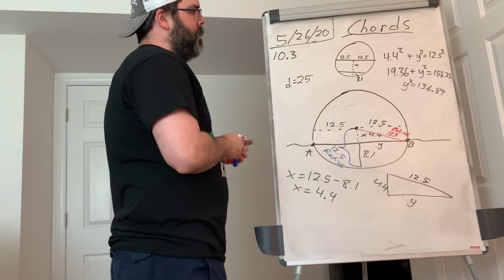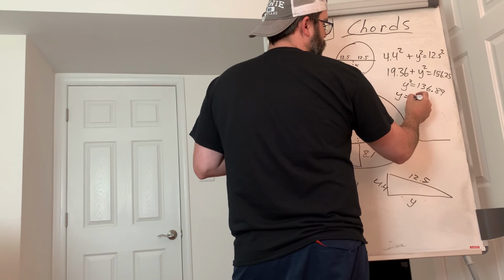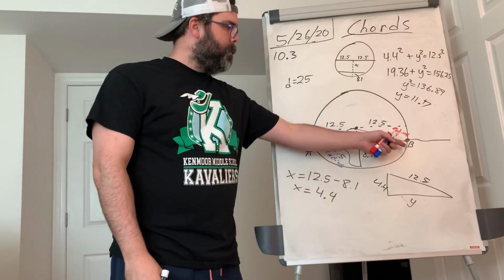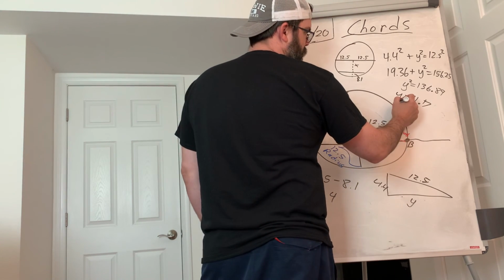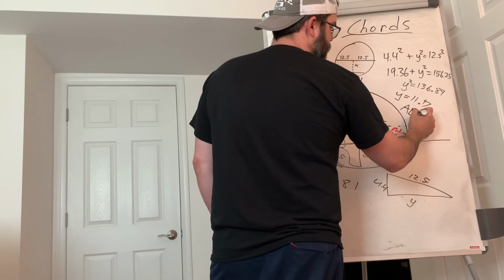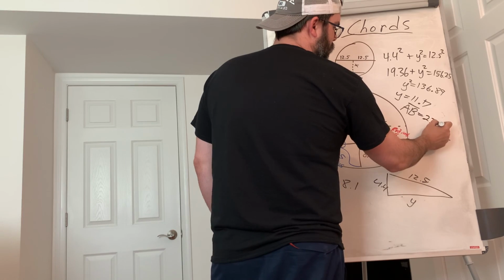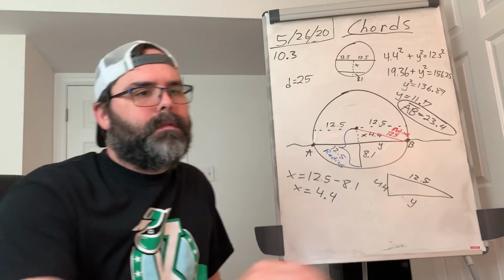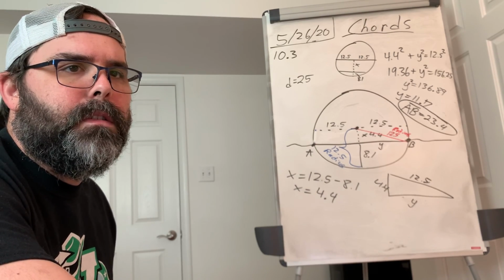Alexa, what's the square root of 136.89? The square root of 136.89 is 11.7. So y is 11.7. We're looking for the distance from A to B. So AB is double this. So Alexa, what's 11.7 times 2? 11.7 times 2 is 23.4. There you go. That's AB. Let me double check my answer key to make sure that I got that. Yeah, 23.4 inches.